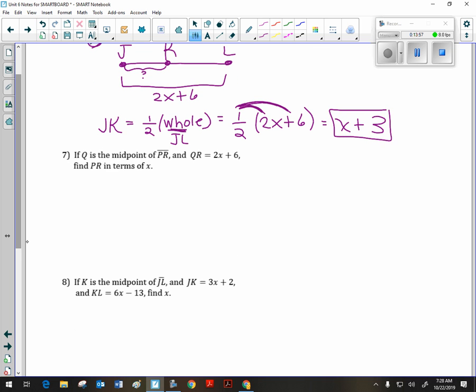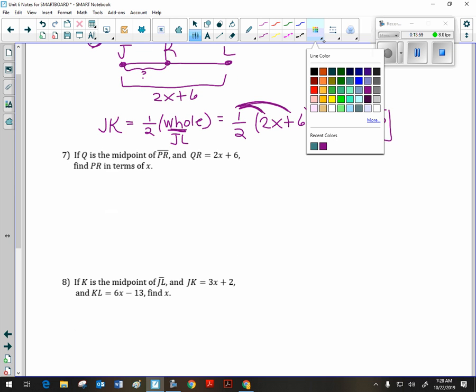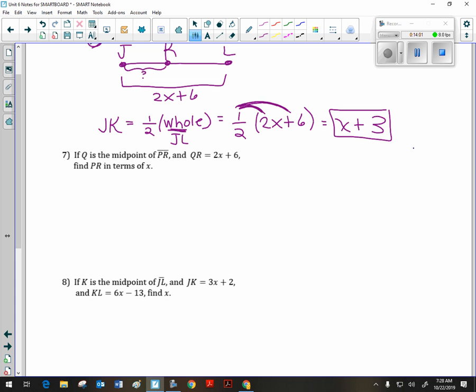Question 7. You'll notice the wording's the same again, so we're doing the exact same thing. Q is the midpoint of PR. The only thing that changes here is that we are using the different letters and making Q be our midpoint this time. QR is 2x plus 6. And they want to know the representation for PR in terms of x.